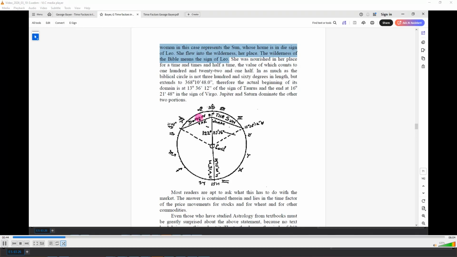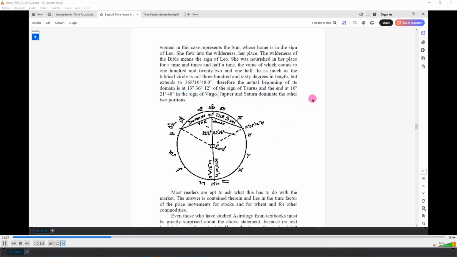So what he's doing here, he's giving us these points for the domain of the sun, which is 13 degrees 36 minutes of Taurus, which is right here. Here's the symbol for Taurus. 13 degrees 28 minutes in is the start of the domain of the sun. And that ends here in Virgo, at 16 degrees 21:48 in the sign of Virgo. And then Jupiter and Saturn dominate the other two sections.